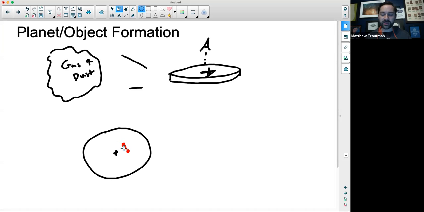Well, that would happen unless you have some sort of big object like a planet or another object in the system that is shepherding this material and keeping all that material away. The same thing actually happens in Saturn.